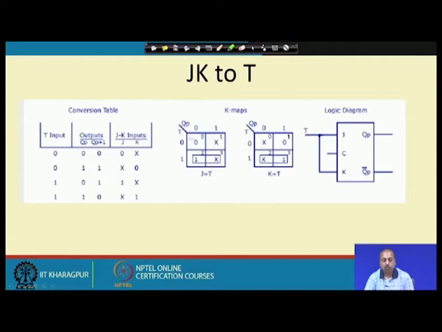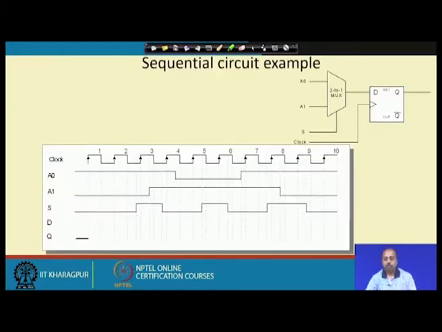Now, if we draw the Karnaugh map and then minimize it, it turns out that J equal to T and K equal to T. So, in both the cases, this T input should be connected to both J and K. So, that is the tying of this J and K inputs together and calling it the T input. This way you can convert one JK flip flop to a T flip flop.